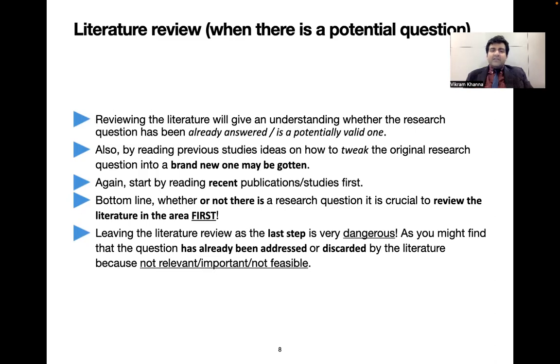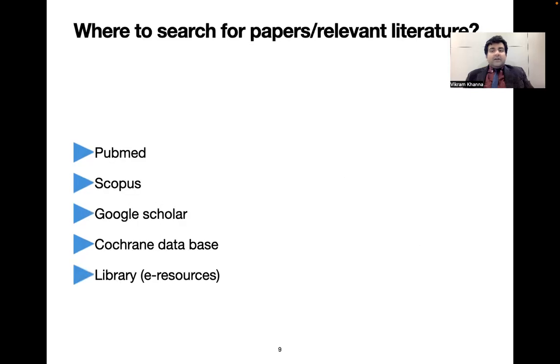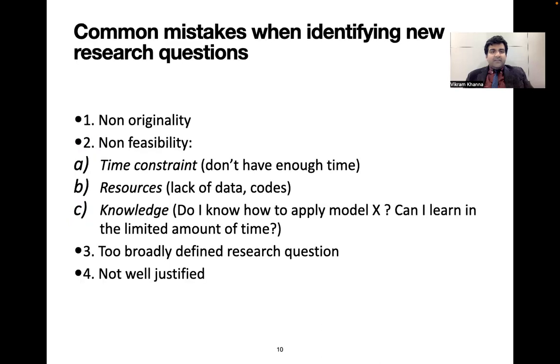Bottom line, whether or not there is a research question, it is crucial to review the literature first. Leaving the literature review as the last step is very dangerous, as you may find that the question has already been addressed or discarded by the literature because it may not be relevant, not important, not feasible. Now, where to search for papers or relevant literature? My esteemed colleague in the previous talk has already discussed the same.